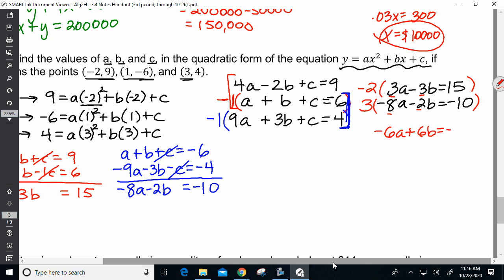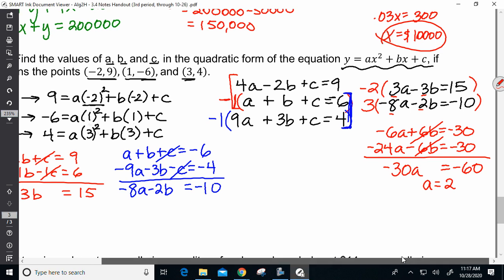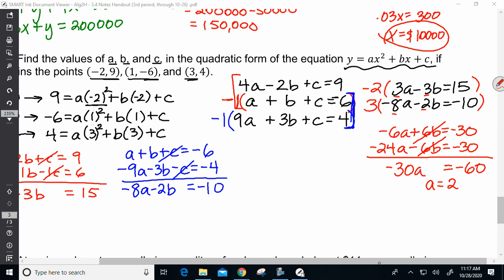-6b equals -30. -24a minus 6b equals -30. B's drop out. -30a equals -60. So a equals 2. Now we're in business. Then once we get 1, everything else takes care of itself. So we got a equals 2.